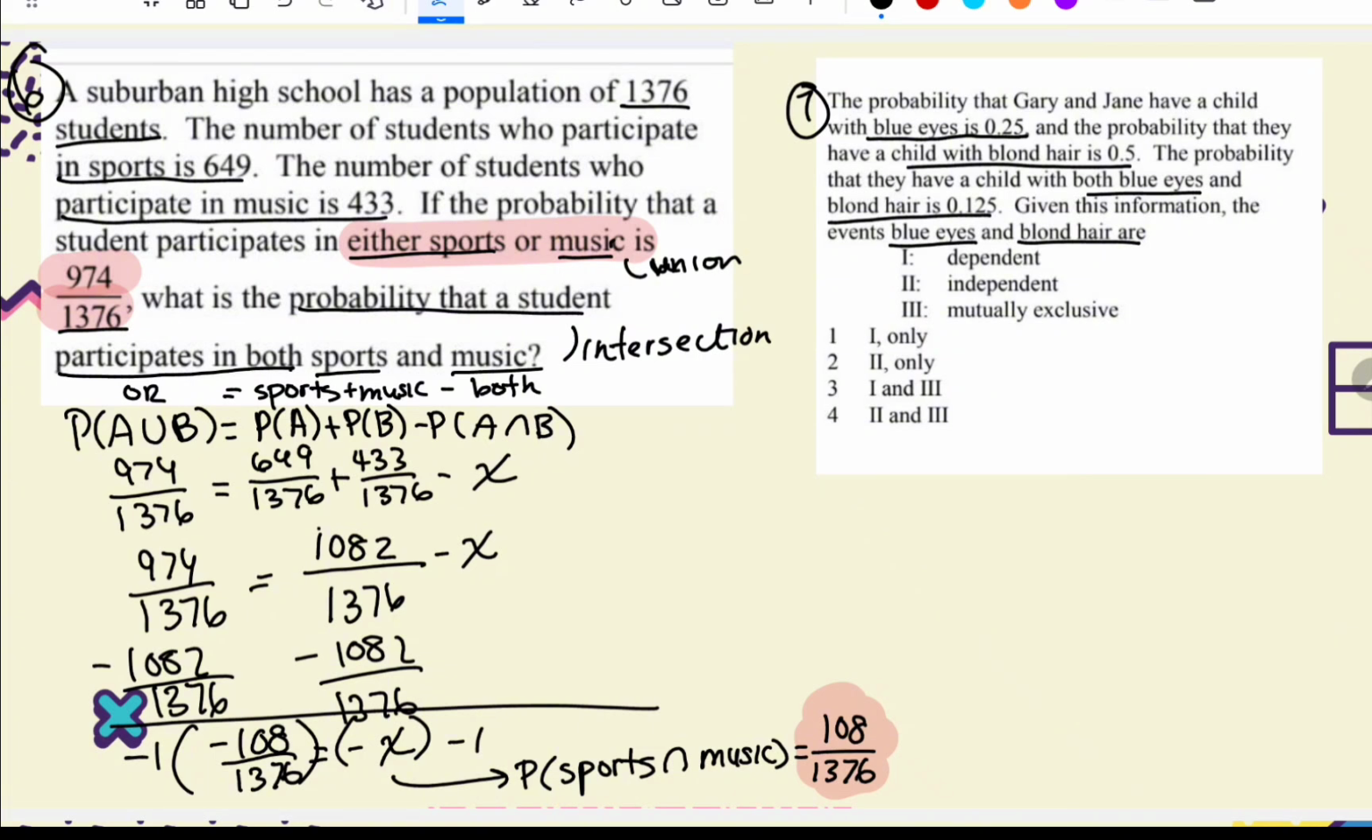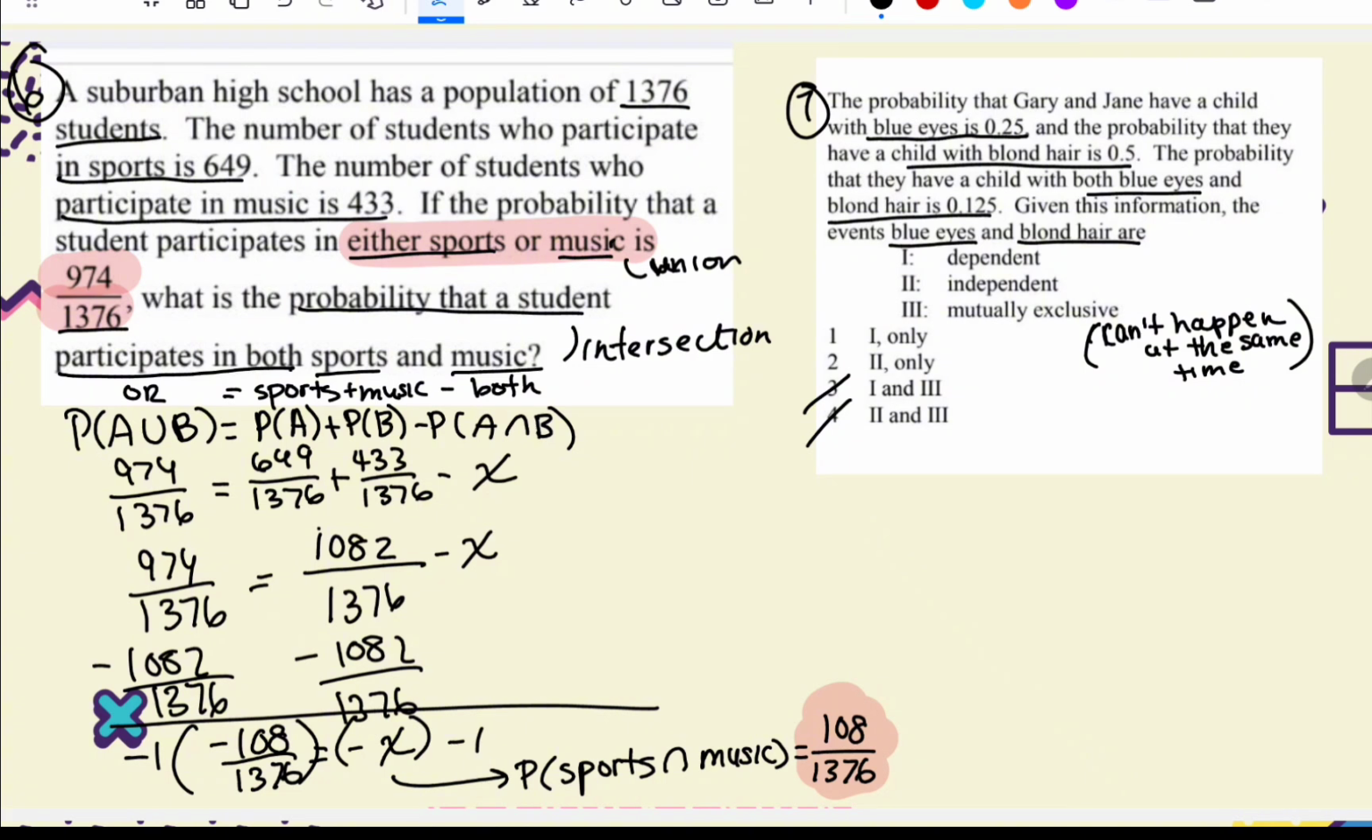So which things can we eliminate without possibly doing work? Well, choice 3 says mutually exclusive. We know mutually exclusive are events that can't happen at the same time. So if these events cannot happen at the same time, and they say that the probability that they have a child with blue eyes and blonde hair is 0.125, how can they be mutually exclusive? They can't. So we eliminate answer choice 3 and 4.